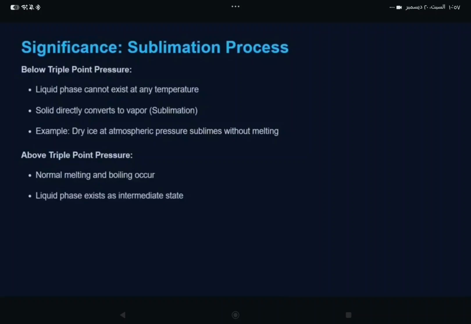Now, below the triple point, the liquid phase cannot exist at any temperature. Solid directly converts to vapor. For example, dry ice at atmospheric pressure sublimates without melting, meaning the ice goes directly to steam without going through the water region. Above the triple point pressure, normal melting and boiling occur. The liquid phase exists as the intermediate state.